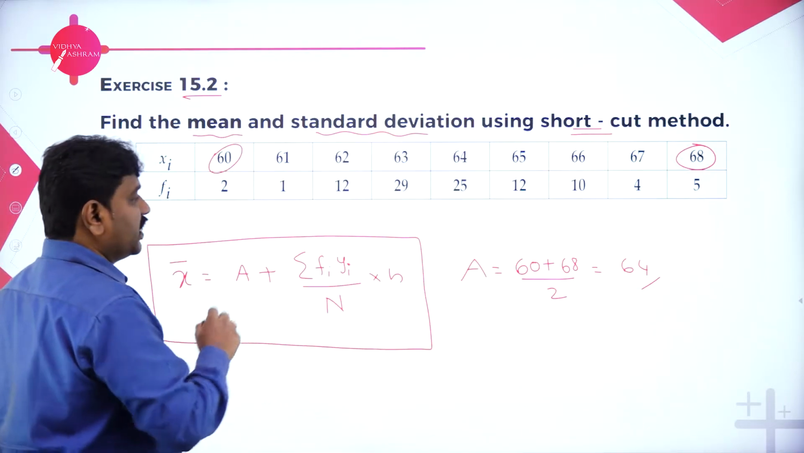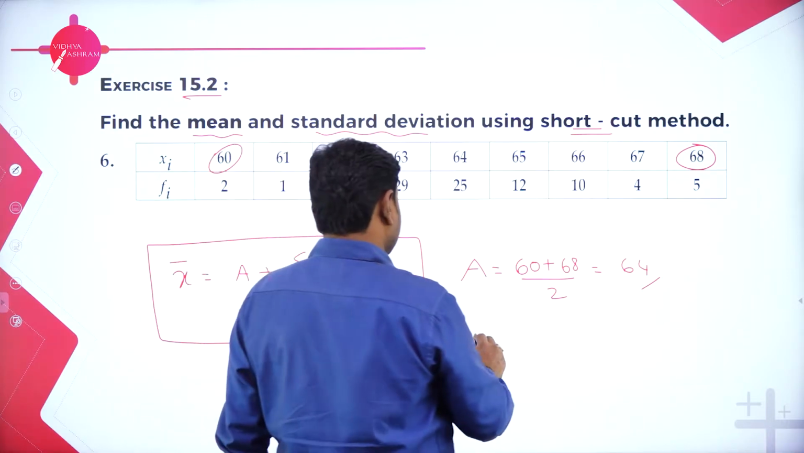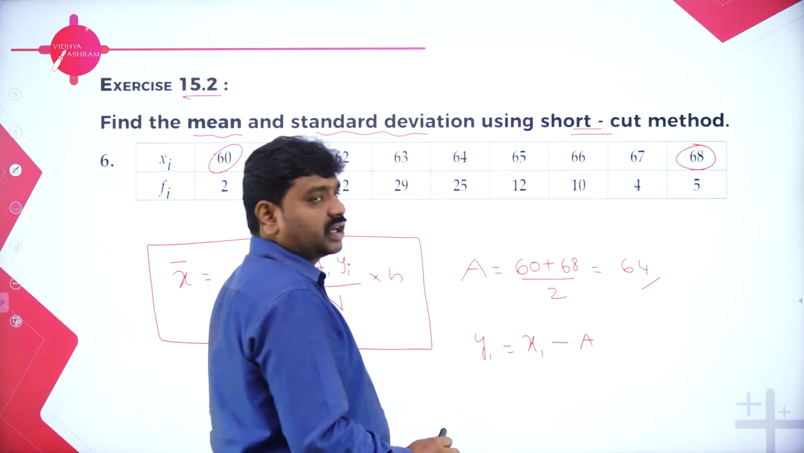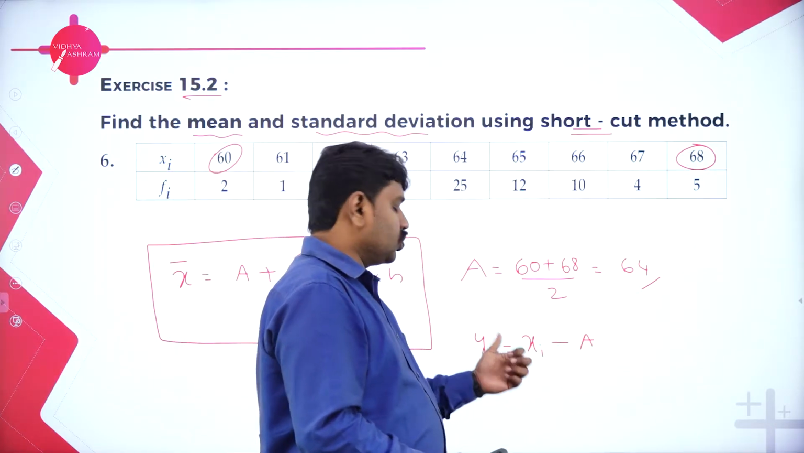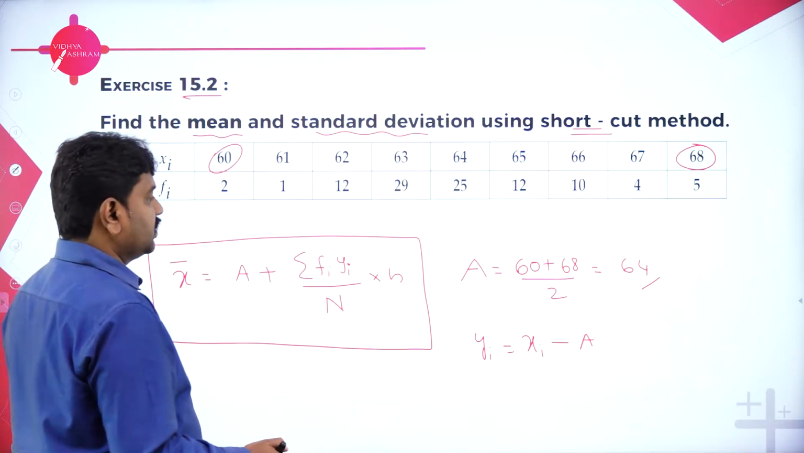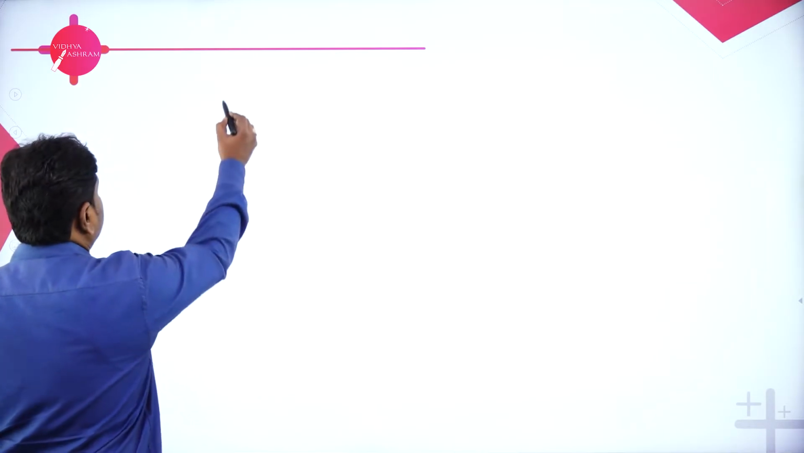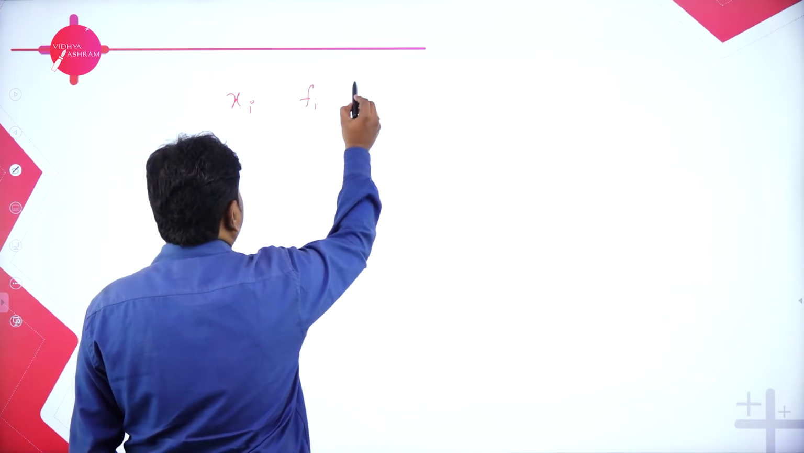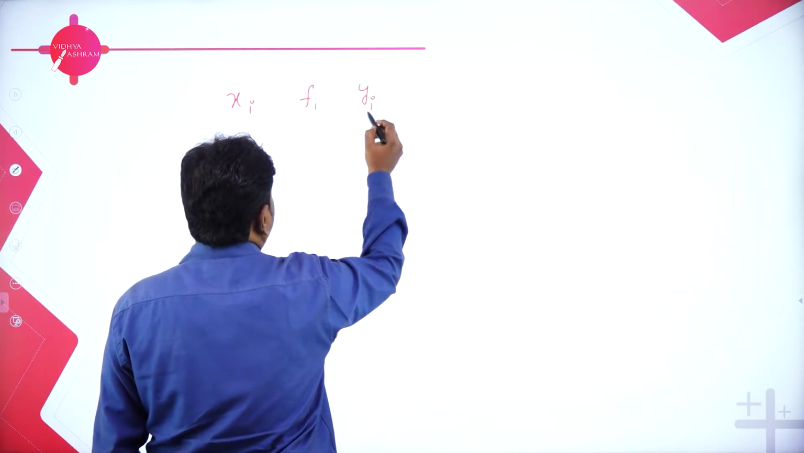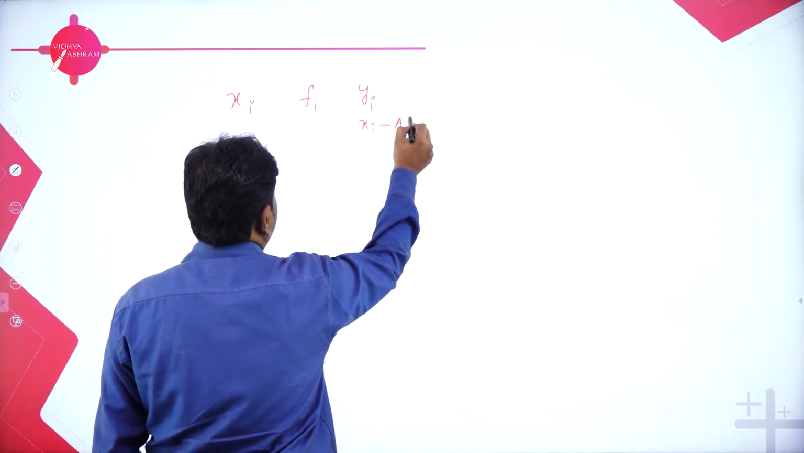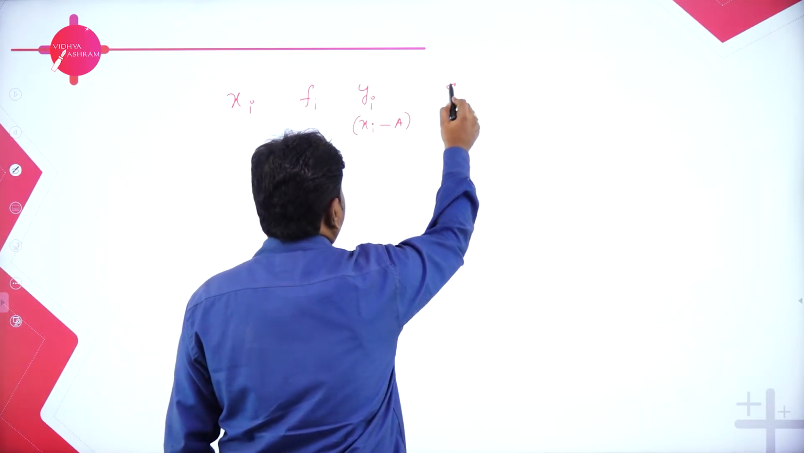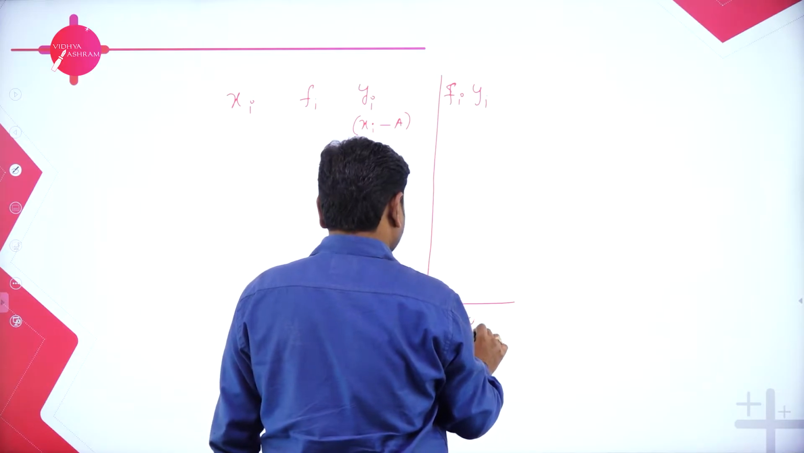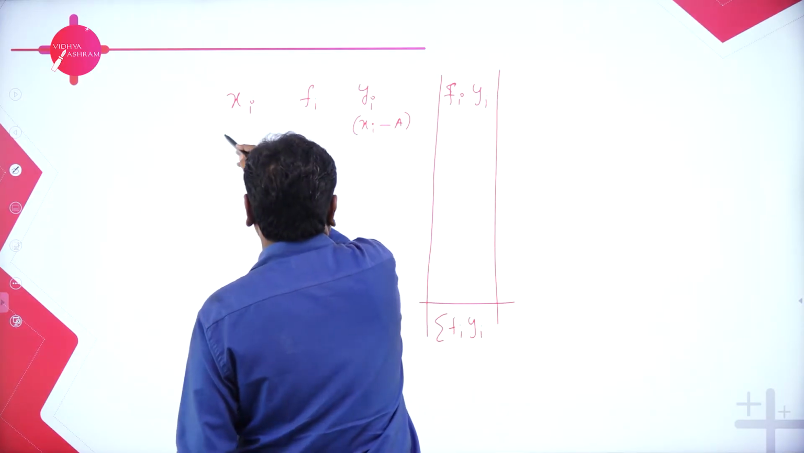Then you should calculate yi. So in order to calculate yi, yi is xi, the observation, minus assumed mean. So you should make a column where xi minus assumed mean gives you yi. Then we need fi yi. So what are the entries of the table? As usual, we'll have xi and we'll also have frequency. Now we should calculate yi. How to calculate yi? Yi means what? Xi minus assumed mean, for each data I should do. Then we need fi into yi. So if you add this column, you'll get sigma fi yi. So this is the minimum entries of the table.